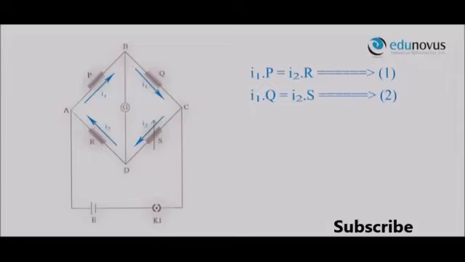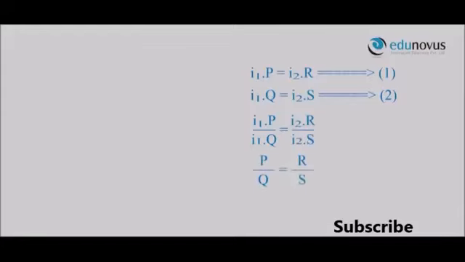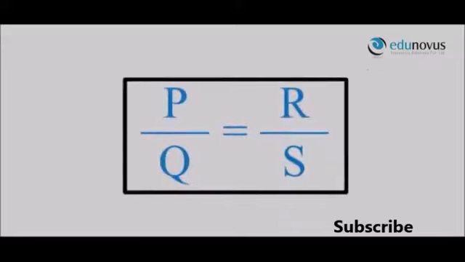By dividing equation 1 and 2, we get I1 into P by I1 into Q is equal to I2 into R by I2 into S. That is, P by Q is equal to R by S. So, when the Wheatstone bridge is said to be balanced, we have P by Q is equal to R by S.